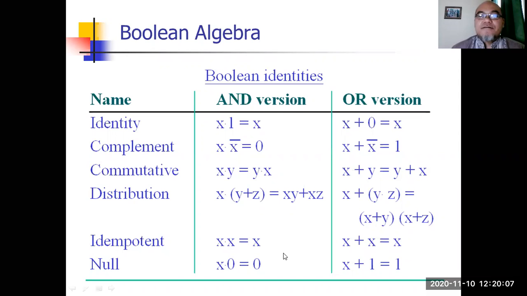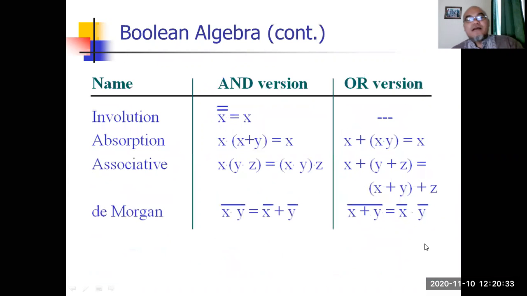Null identity is when the input is operated against 0. So this is basically the complement of the identity, null. In the AND version, x and 0 will equal 0. In the OR version, x or 1 will always equal 1. And then we have the involution version. This is if we have double negation, the not of not x, that will equal x. In the OR version, there is no version of it.